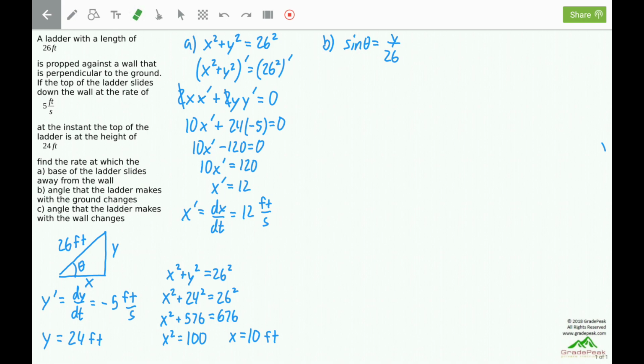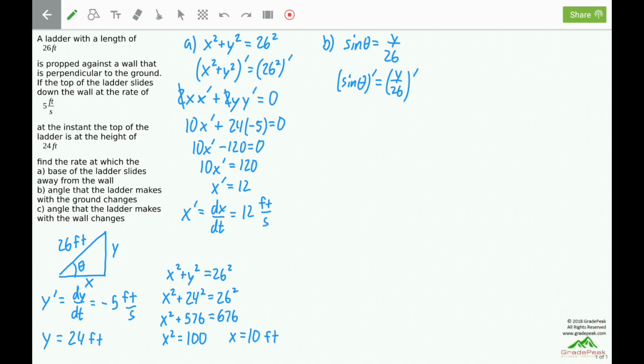We know the rate for y, and therefore we have theta now related to y in a related variables equation, and we can take the time derivative of both sides to get the related rates equation. We could also have used cosine of theta, and that would relate to x over 26. That would also work out. We will now generate the related rates formula by taking the time derivative of both sides, indicated by a prime on both sides.